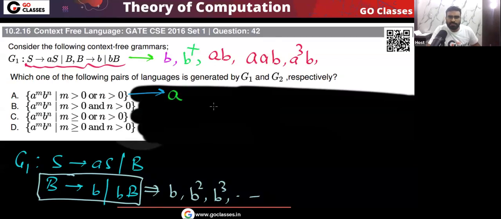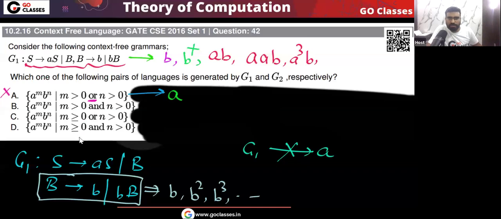Can I generate string A? Actually, option A is saying either m greater than 0 or n greater than 0. So from option A, this string should be generated, but G1 cannot generate it. Yes or no? From G1, we can never generate the string A. So this option is gone. Okay, what about the next option?